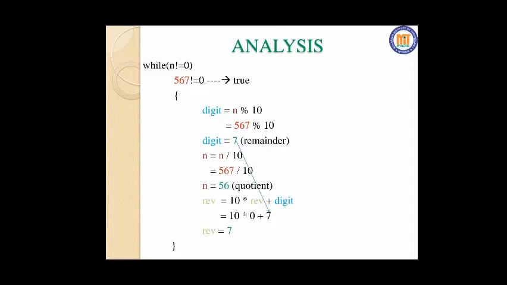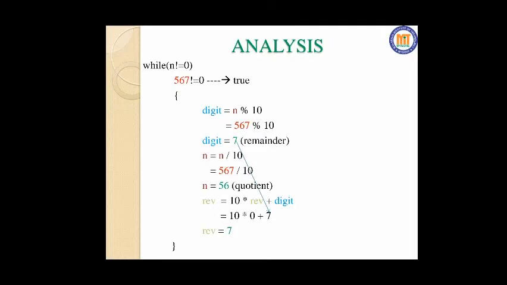That 7 will be assigned to the digit. Next, the second statement is n is equal to n by 10, that is 567 by 10, the quotient is 56. So from these two statements, first we get the individual digit, that is 7, by doing the modulus on the given number, and by dividing the given number we update it by leaving the last digit, so that we get 56.